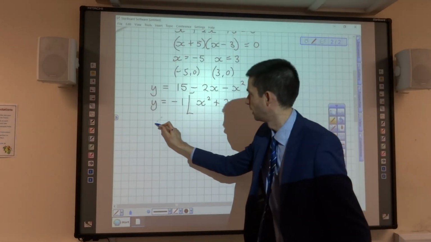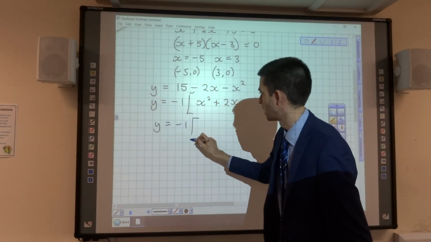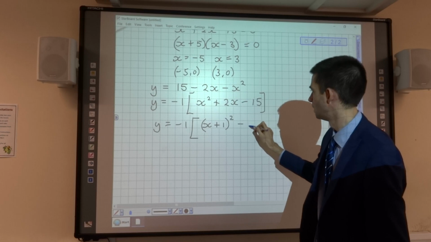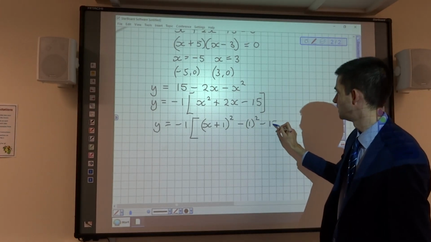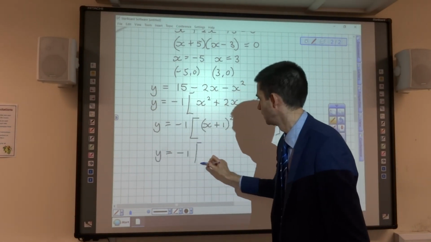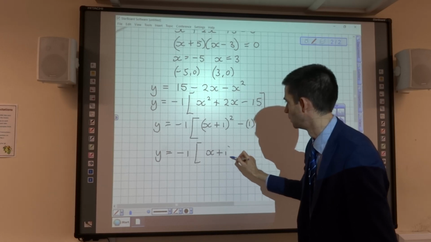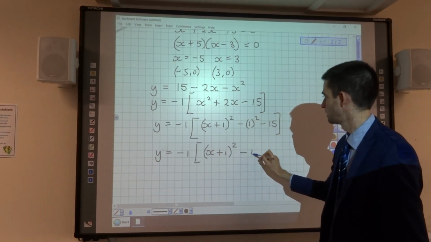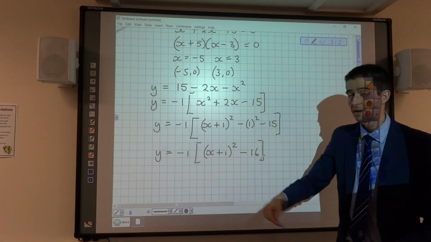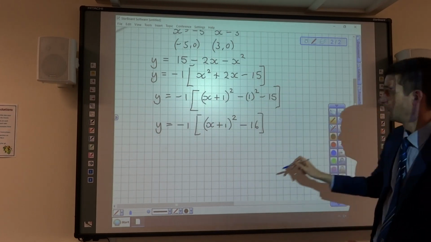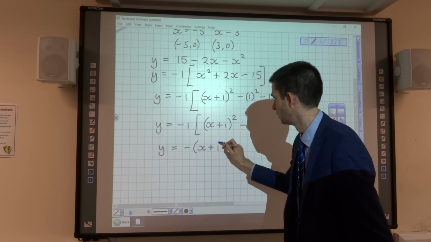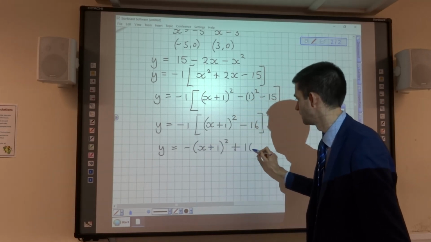So, inside my bracket I've got minus 1, big square bracket. I'm then going to have x plus 1 all squared minus 1 squared minus 15, which means I then have minus 1, big square bracket, x plus 1 all squared minus 16. What I can now do is deal with the negative 1, so I can expand out the bracket to be negative, x plus 1 all squared plus 16.